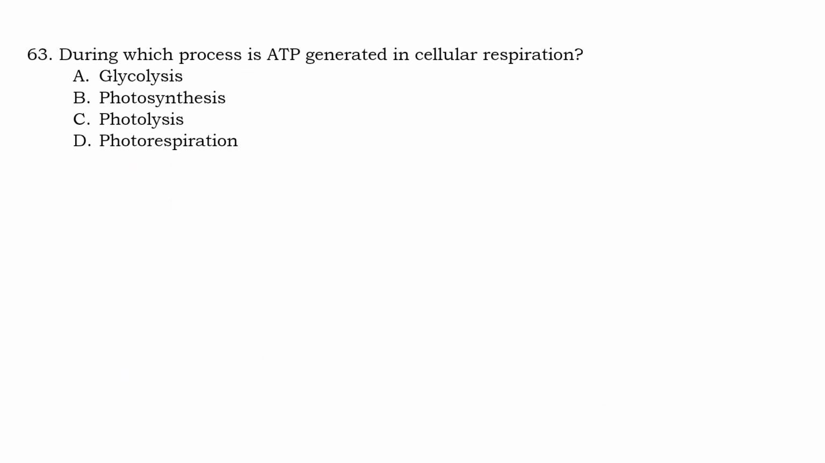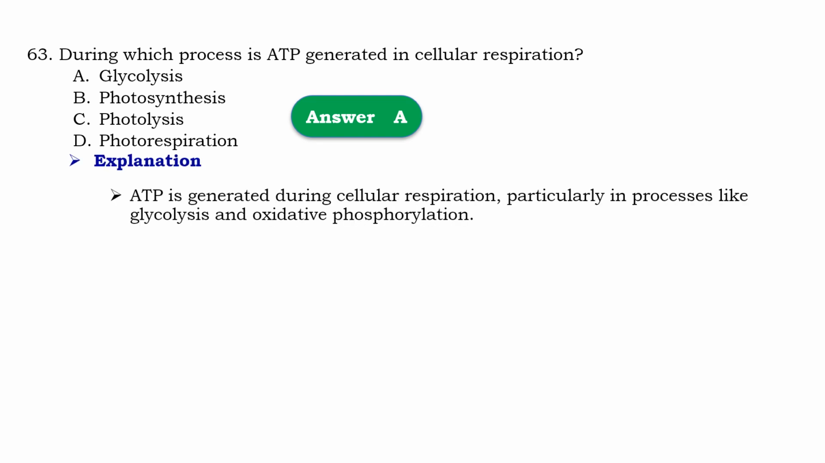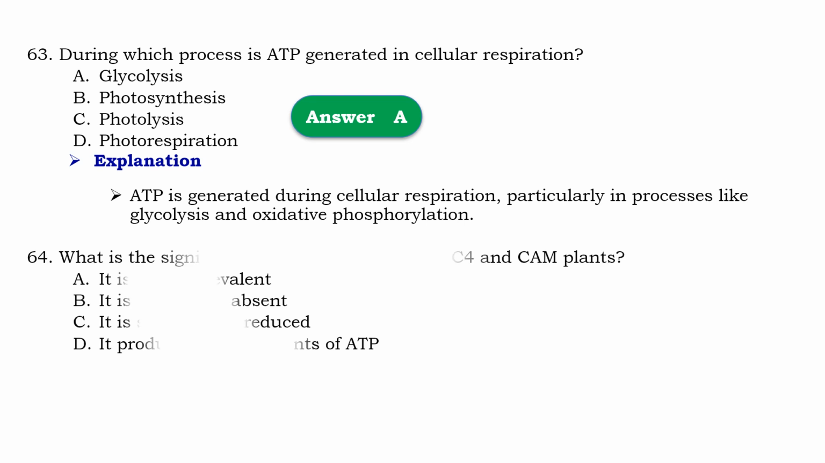Question number 63. During which process ATP is generated in cellular respiration? So that should be A, glycolysis. Means that ATP is generated during cellular respiration, particularly in processes like glycolysis and oxidative phosphorylation.